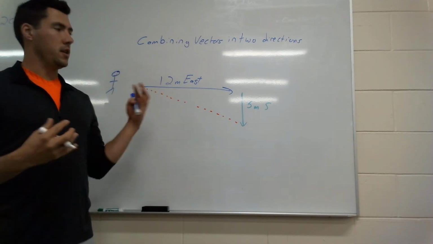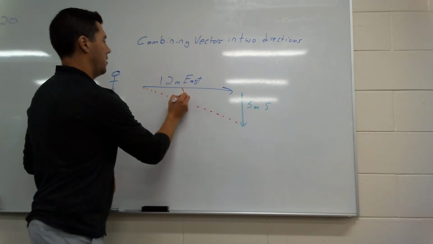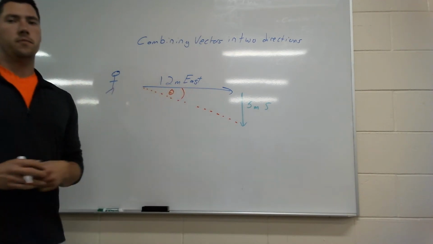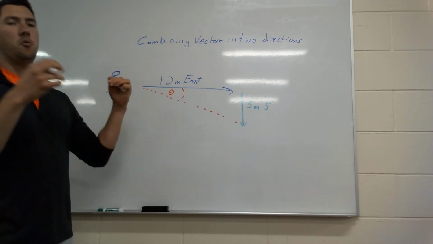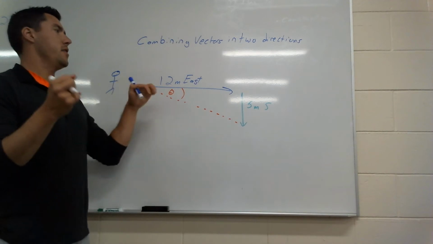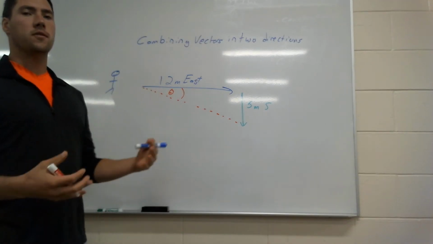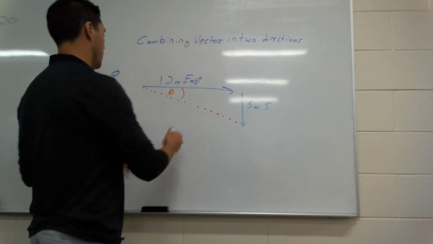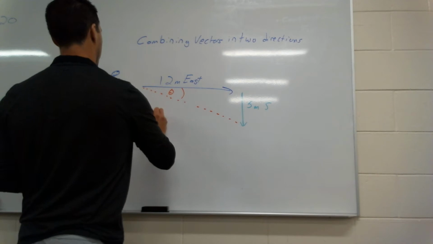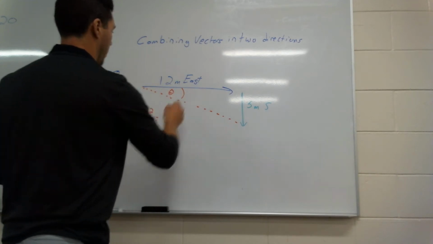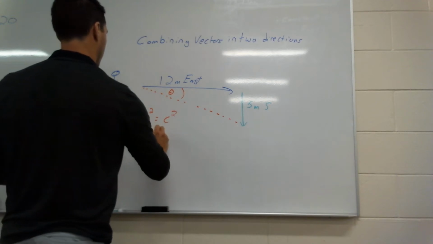One, the magnitude, like what's the distance from there to there, and as well, we're going to have to find that angle. Okay, so we're going to have to use some Pythagoras to find the actual magnitude, which means to find the actual distance from here to there. You're going to go your a squared plus b squared equals c squared. So let's do that now. A squared plus b squared equals c squared. So we have 12 squared plus 5 squared equals c squared.